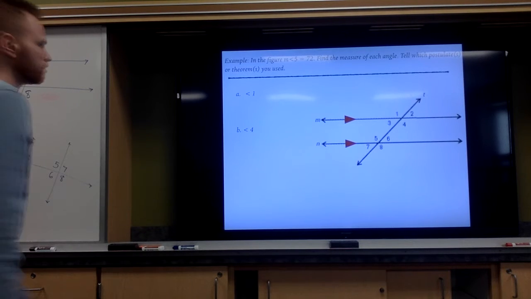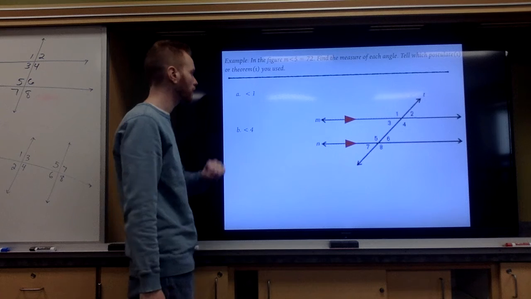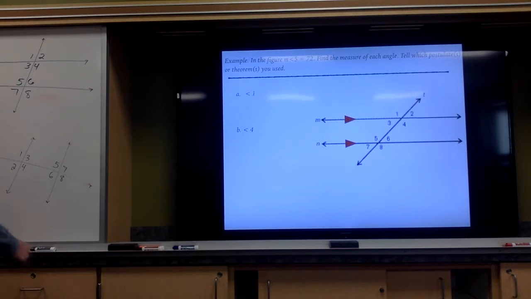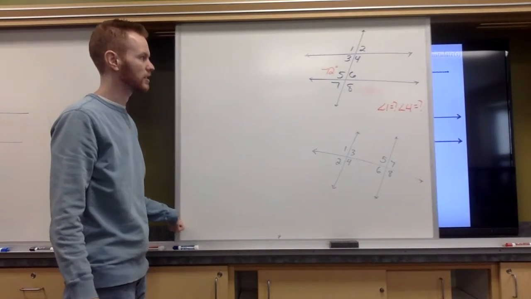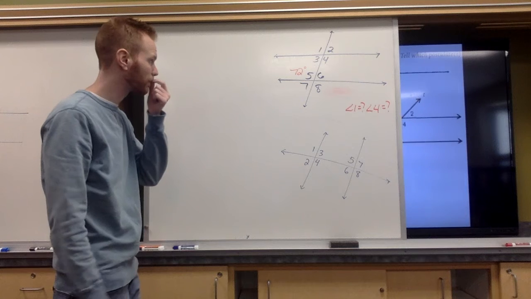So example 1. The measurement of angle 5 is 72 degrees. I'm going to put that up here on my board. Find the following. We're going to figure out what angle 1 and angle 4 are. Those are unknown. So I'm going to bring the board out here in the middle so you guys can see. All right, a little bit better.